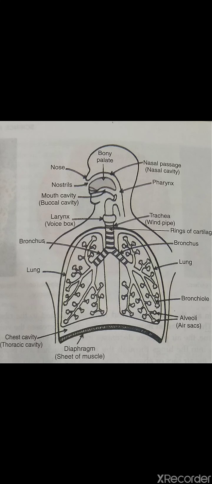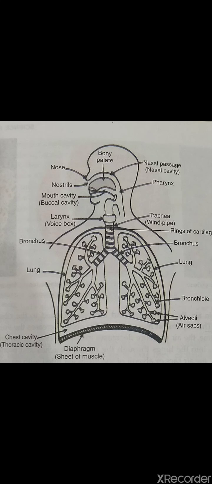The trachea is a tube which is commonly called the windpipe, and the air coming from the nostrils during breathing passes through this trachea. And the trachea does not collapse even when there is no air in it because it is supported by a structure called cartilage. The upper end of the trachea has a voice box called the larynx.